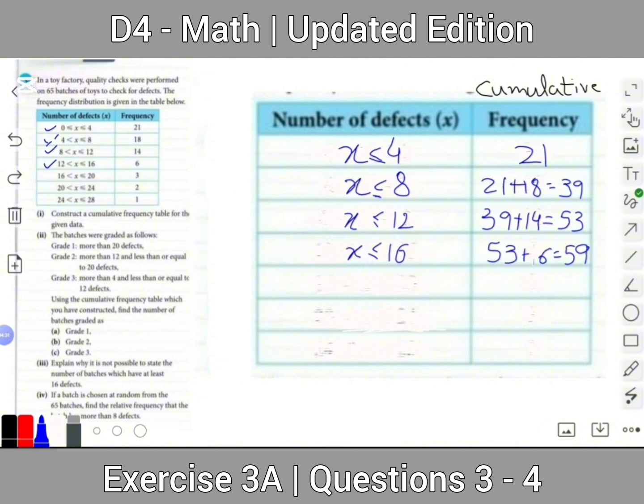Similarly, for the fifth entry, the class interval goes from 16 to 20 with a frequency of 3.